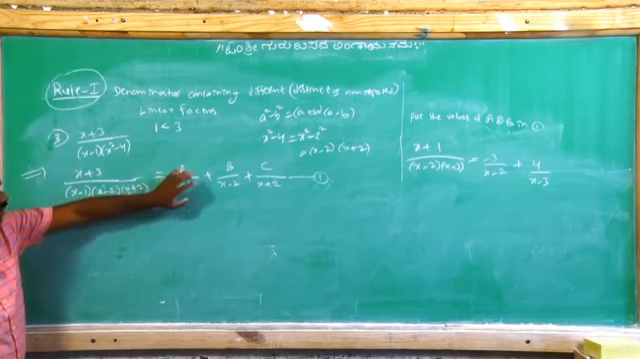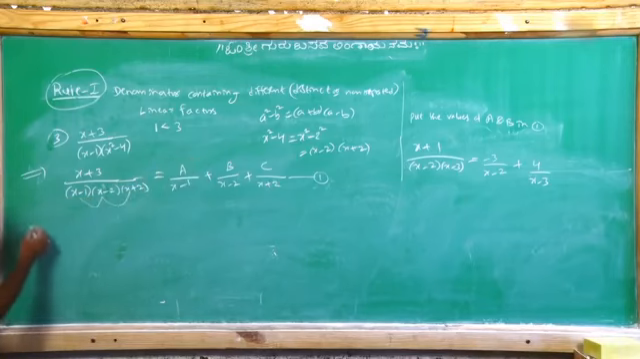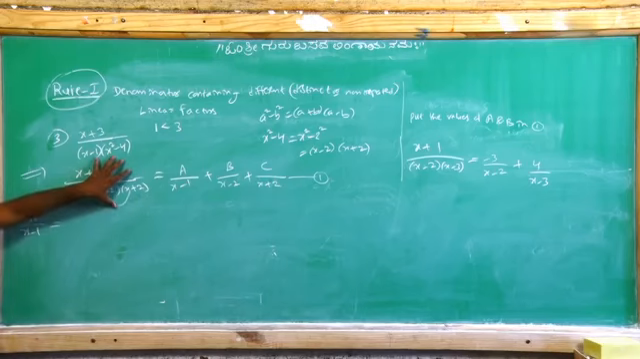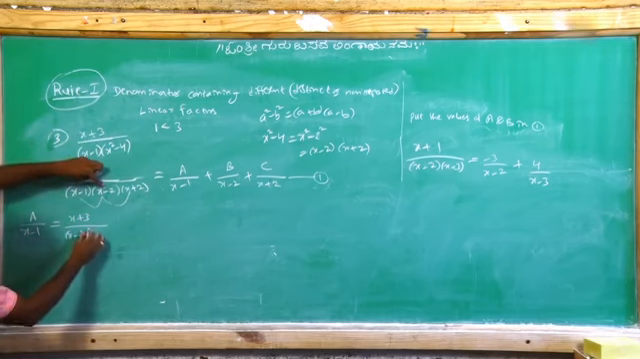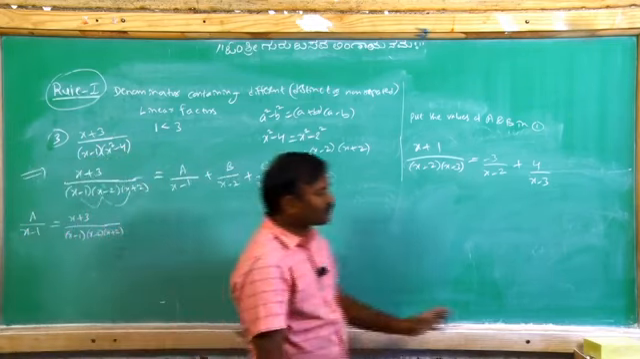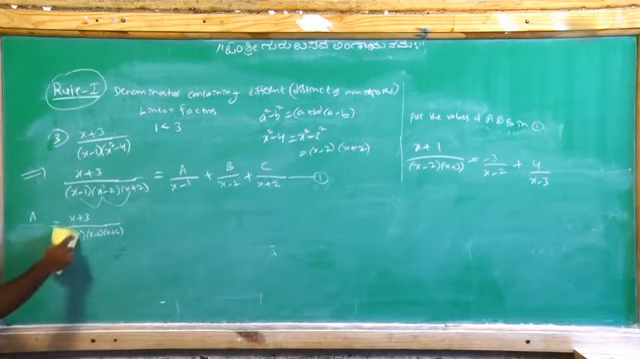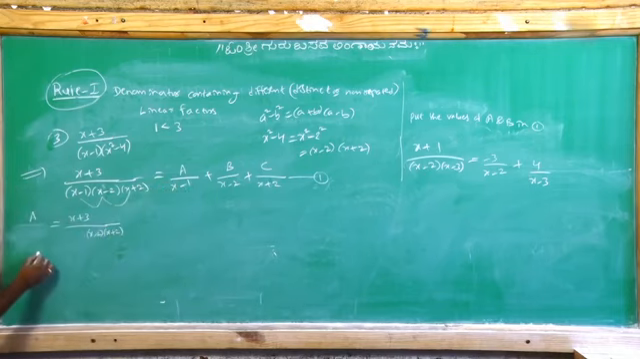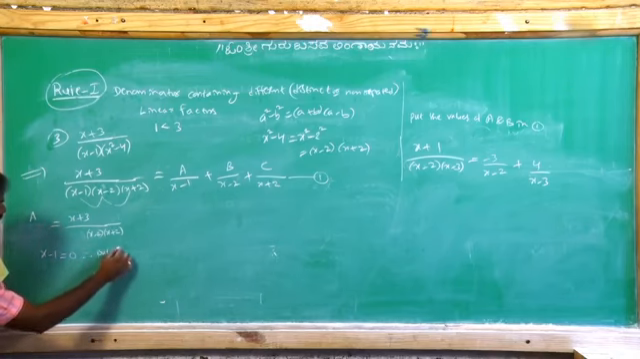To find the value of A, only take the A term. Only take the first term. So the first term is A by x minus 1, equal to the LHS fraction as it is: x plus 3 divided by (x minus 1)(x minus 2)(x plus 2). So what is cancelled? Here LHS x minus 1 and RHS x minus 1 cancel. So x minus 1 equal to 0, therefore x equal to 1.